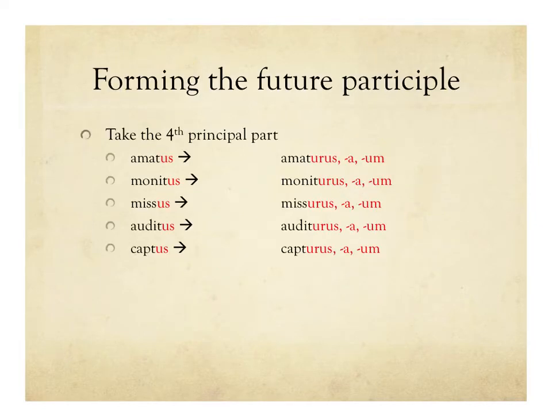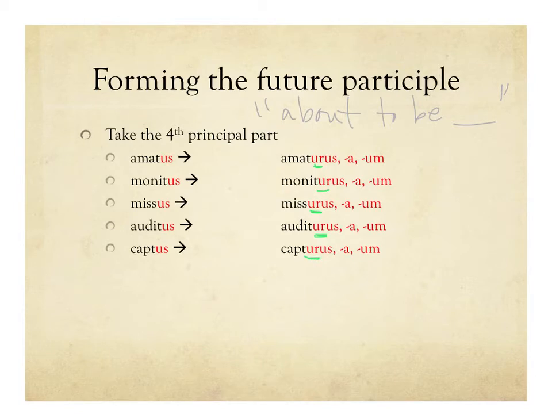So how do we form the future participle? Remember, this is the one that means about to be whatever. And here, all we're going to do is take our fourth principal part. So for the verbs we've already looked at, amatus, monitus, missus, auditus, captus. And you can see what we're essentially going to do is add -urus in there. So amatus becomes amaturus, monitus becomes moniturus, missus becomes missurus, auditus auditurus, captus capturus.